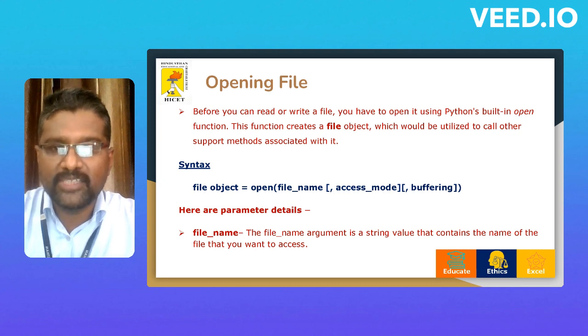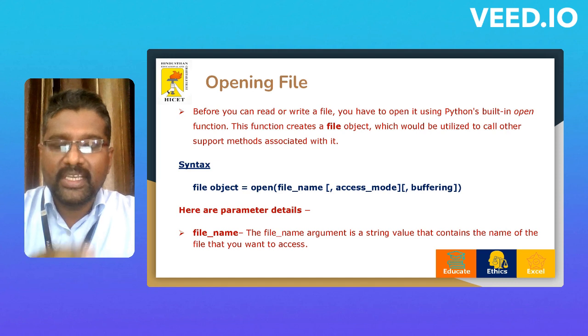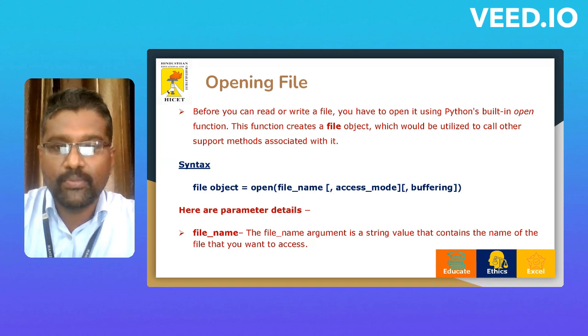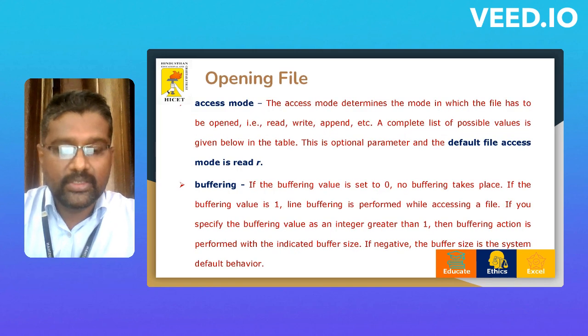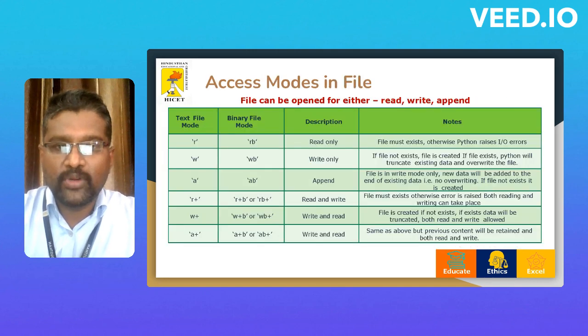Access mode: there are three access modes in Python: read, write, and append. The next topic is buffering. If the buffering is specified as 0, no buffering happens. When it is specified as more than 0, some data is going to be buffered. The default access mode used for a file is read mode. So these are the access modes, as I said: read, write, and append.